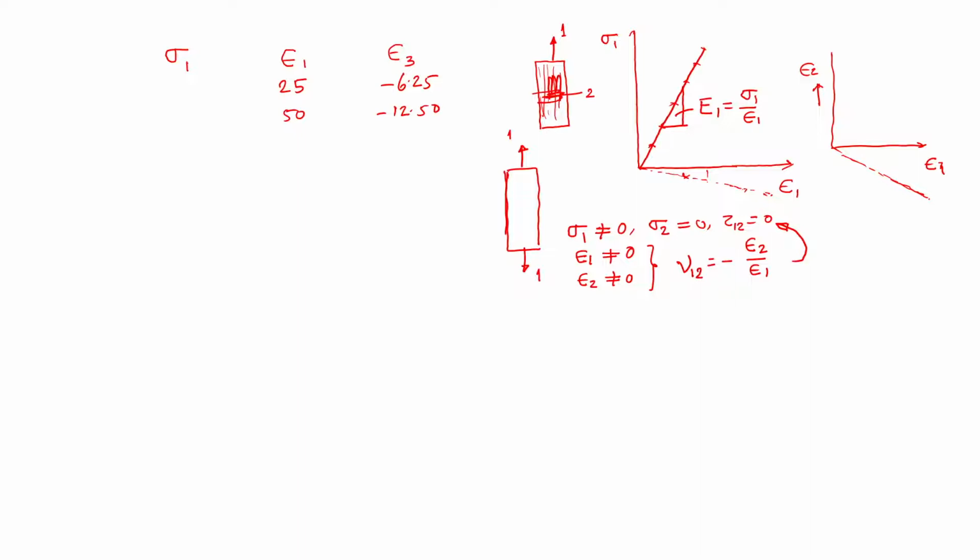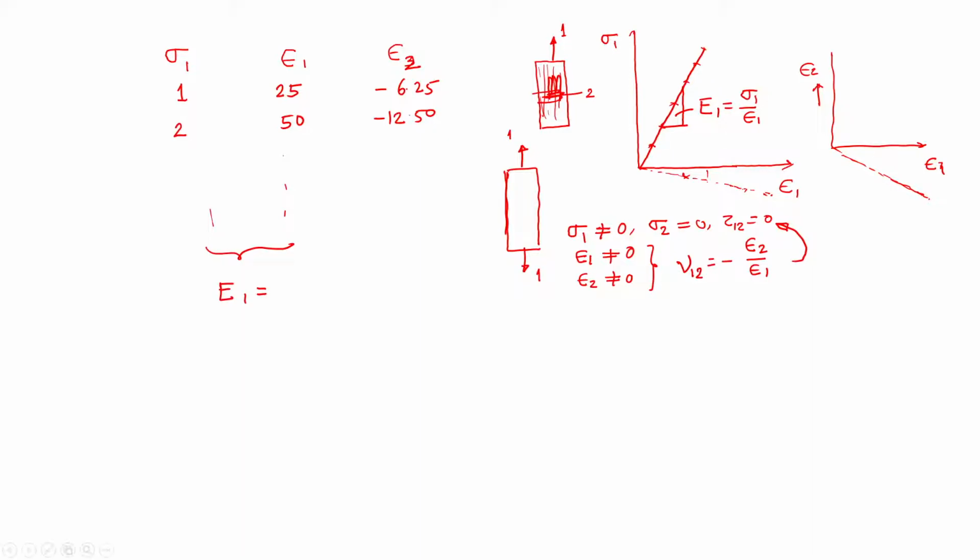So from this data you have epsilon 2, this is sigma 1. I think sigma 1 is 1 MPa. Epsilon 1 is 25 micron. I am not writing the unit. And epsilon 2 is minus 6.25. Again, then we increase it to 2 megapascal. This is 50 micron, and this is minus 12.5. So from this you can straight away find out what is the Young's modulus.